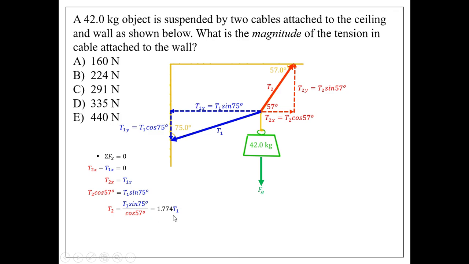Well, I'm not done yet. I have two unknowns here, a T2 and a T1. So I can just go ahead and set up my information in the y direction now, just so I can get rid of T2. I start with the same statement here: net force in the y direction is equal to 0, right?